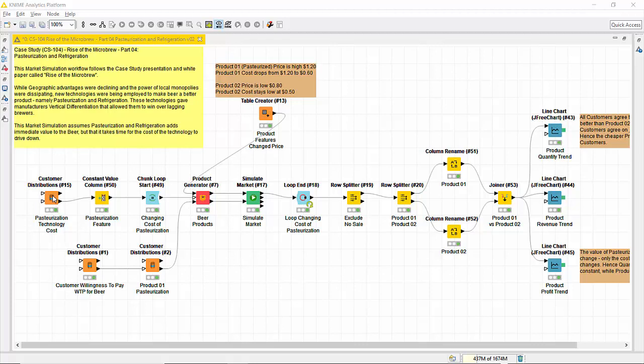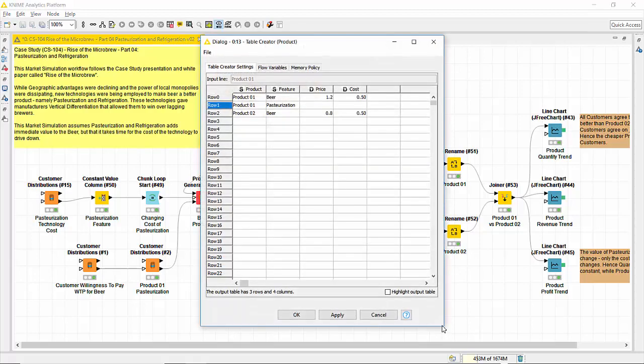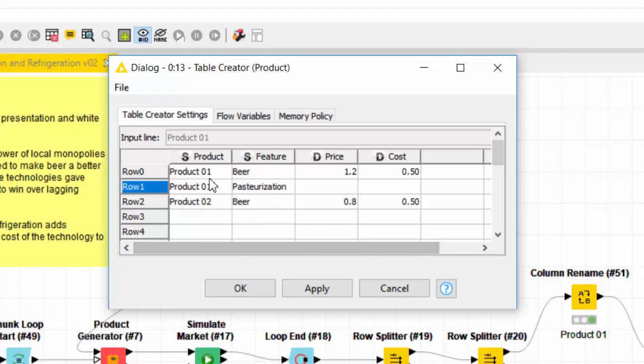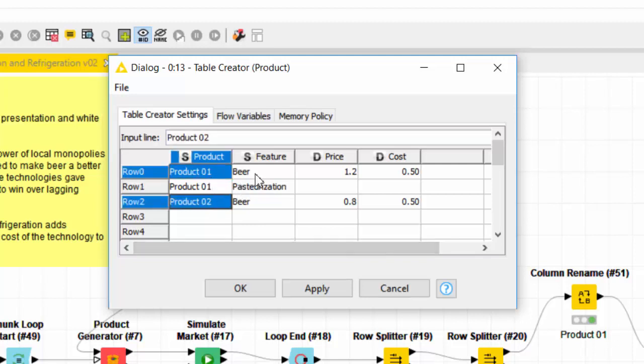We have customer distribution nodes as before. We have a product generator node as before and a simulate market node as before. And we're creating a loop. So very, very similar. We start again like we did, looking at the product definitions. And we can see again we have two products. They're both beer products and they both depend on the commodity of beer.